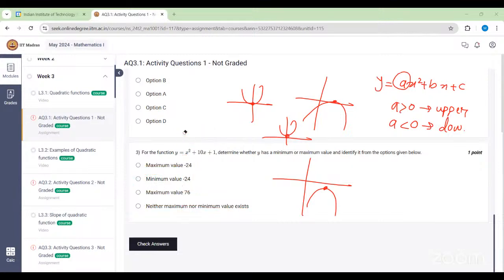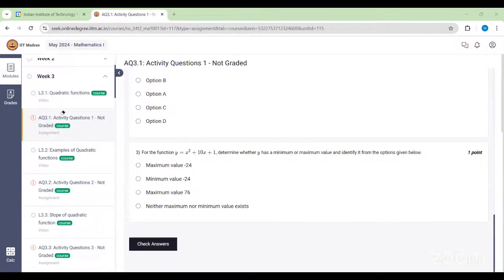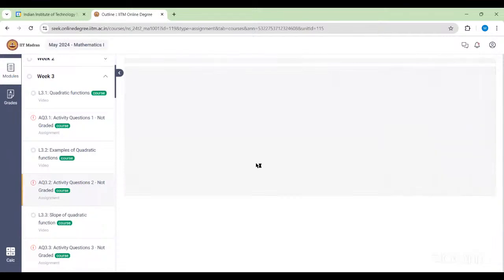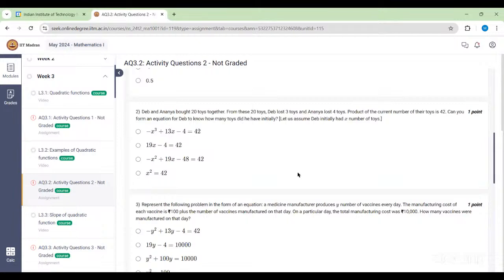Any doubt from activity 3.2? Yes, ma'am, question number 2 and question number 3. Okay. Question number 2 says, Dev and Ananya brought 20 toys together. From these 20, Dev lost 3 and Ananya lost 4 toys. The product of the current number of their toys is 42. Can you form an equation for Dev to know how many toys he had initially?